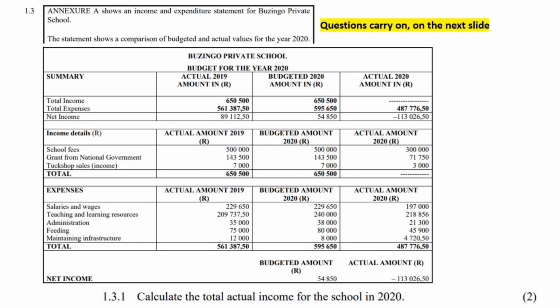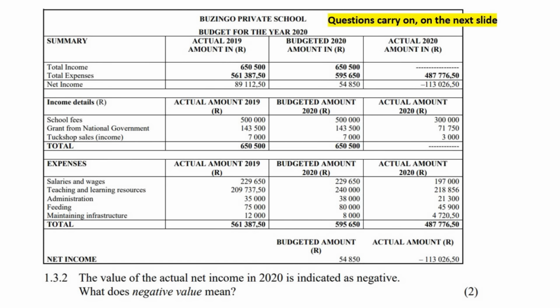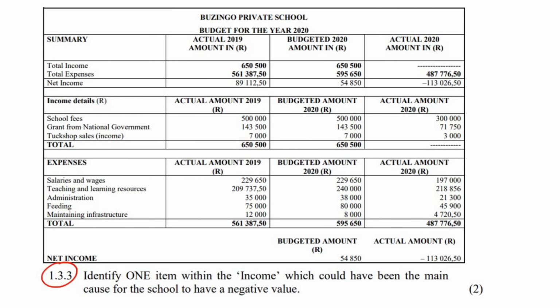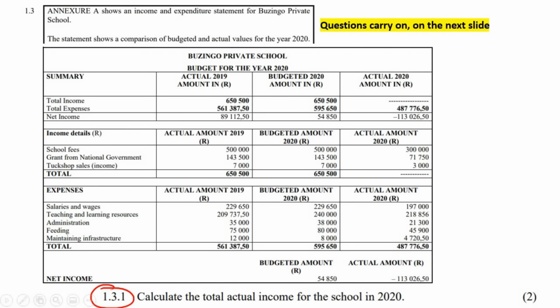So here I've got, they say that annexure A, which is this that I've added over here. Now, the first question I've got down here. Then there's going to be a second question over there. And a third question. Okay, so let's start. It says that annexure A shows an income and expenditure statement for Bazingo Private School. The statement shows a comparison of budgeted and actual values for the 2020 year.